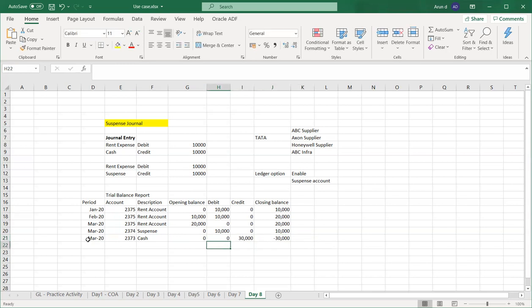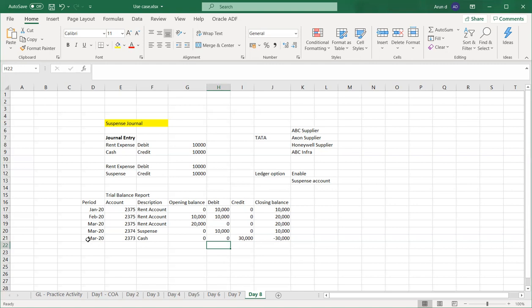Yeah. So here in this example, it is easy to understand that we have 20,000 for rent, and for the March period, we don't have the rent account debited in this particular case. Whereas the cash account has been credited with 30,000. So which means the suspense account of 10,000 belongs to the rent. I can understand, this is a simple case where we can identify.